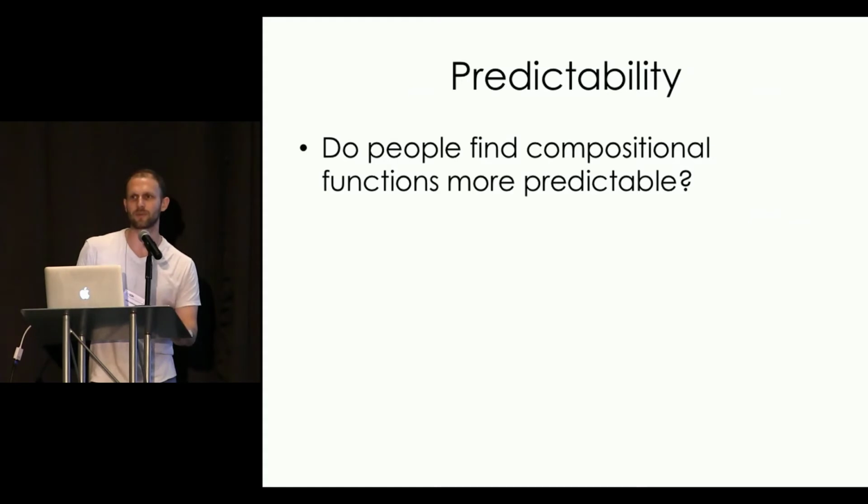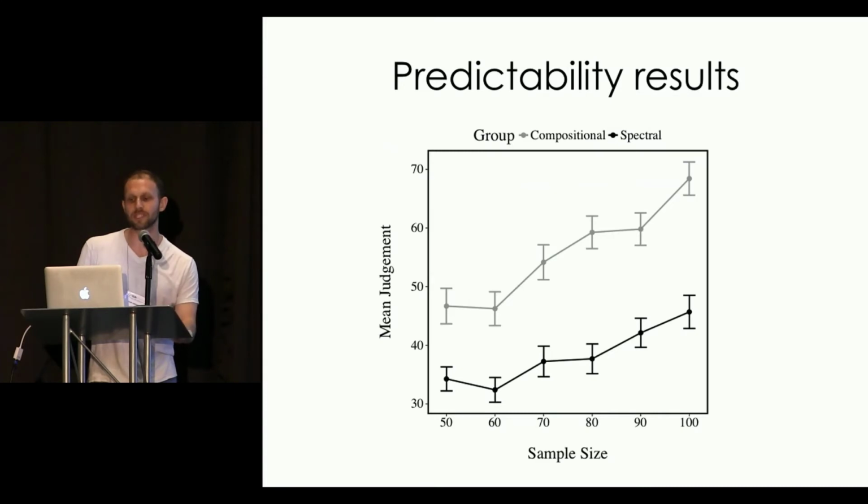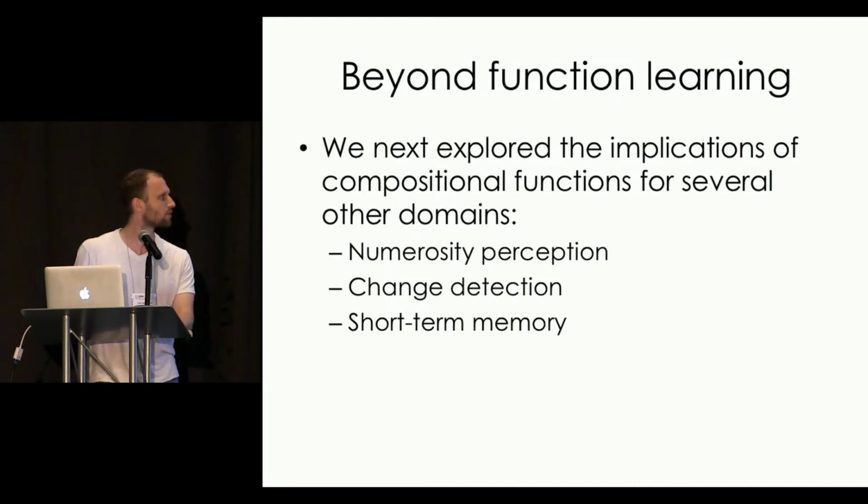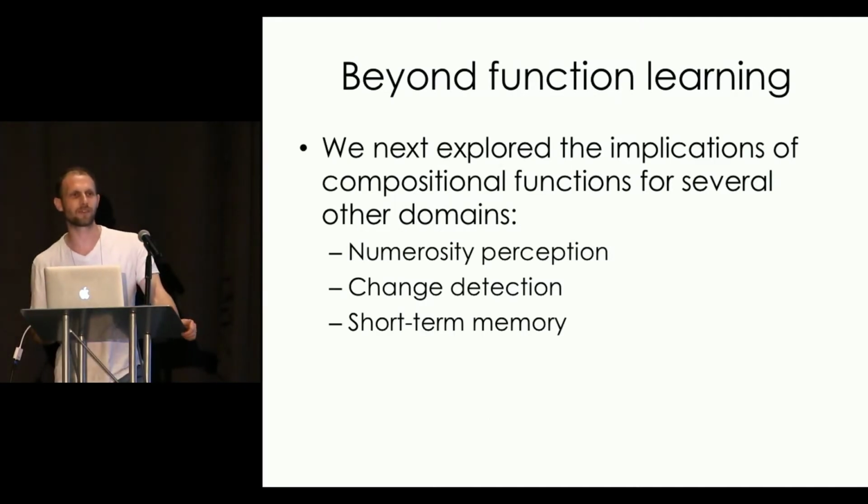Now, there's much more to say about this. I'll just quickly tell you a few other things to drive the point home. One is that people find compositional functions more predictable than non-compositional functions. And there's a whole bunch of other related phenomena where people seem to have an advantage for compositional functions over spectral mixture functions. For example, people find compositional functions easier to detect changes in, and they're easier to store in memory. So you have a higher memory capacity when you're trying to remember compositional functions compared to non-compositional functions.